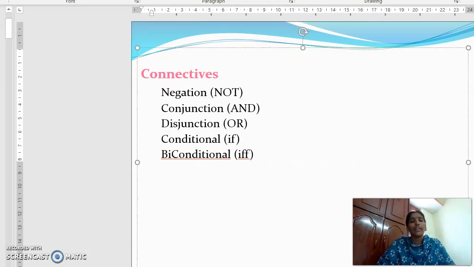After the statements, we go to the next concept, which is connectives. Here we have 5 types of connectives. The first one is negation, which you can simply call not. The second one is conjunction, which is and; disjunction, which is or; conditional, which is if then; and biconditional, which is if and only if. Simply you can call it IFF.